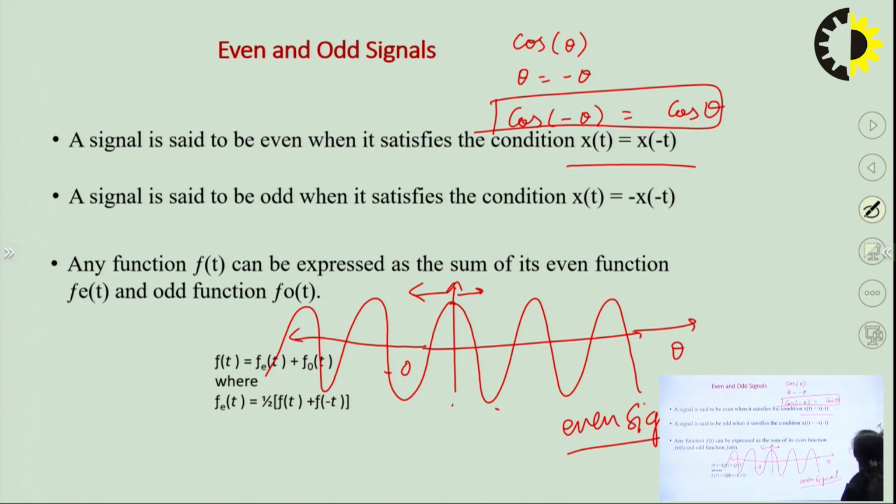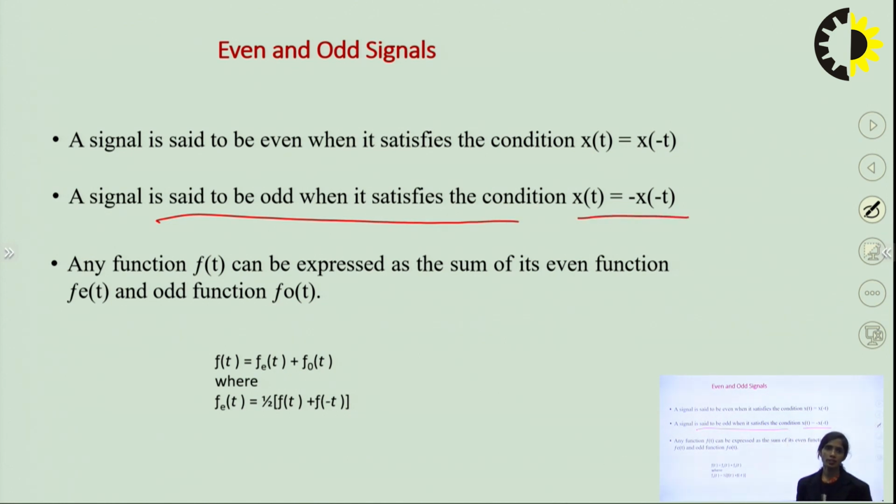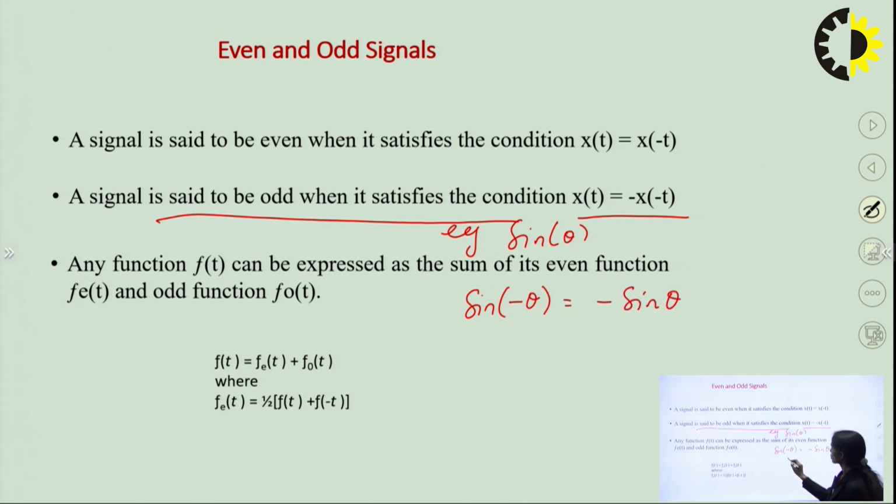Now if we talk about the odd signal, a signal is said to be an odd signal if it satisfies the condition x(t) equals minus x(-t). In this, we can take the example of the sine wave, sine theta. Taking the same example again, if I take sine of minus theta, I get minus sine theta. And if I draw it graphically, I can obtain it like this. This is the input signal, sine theta.